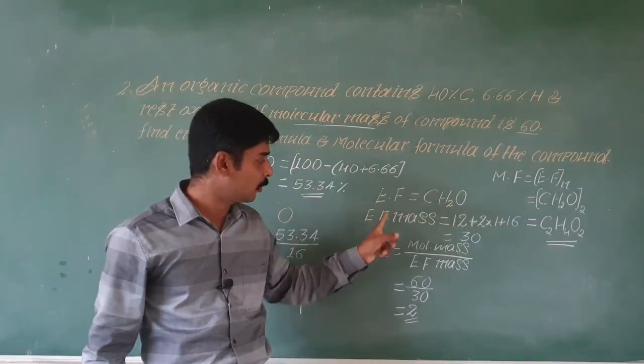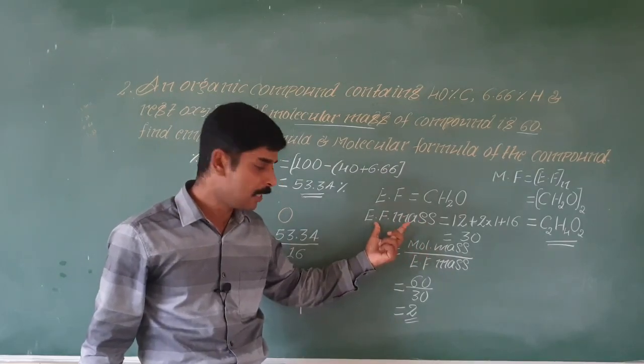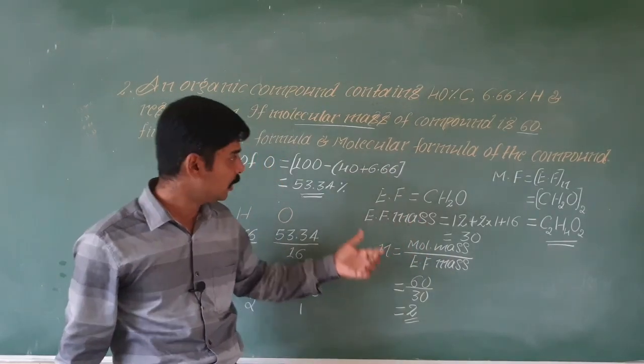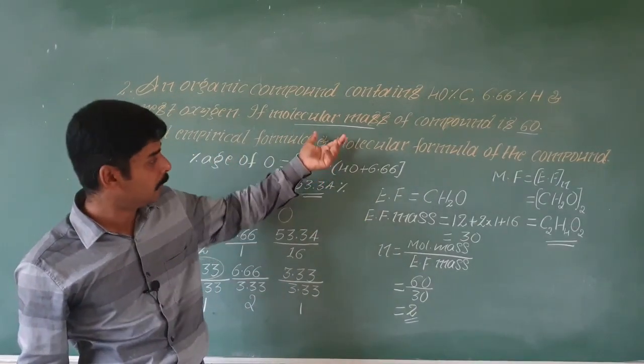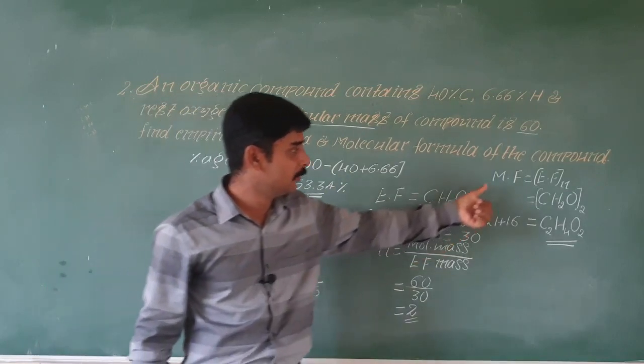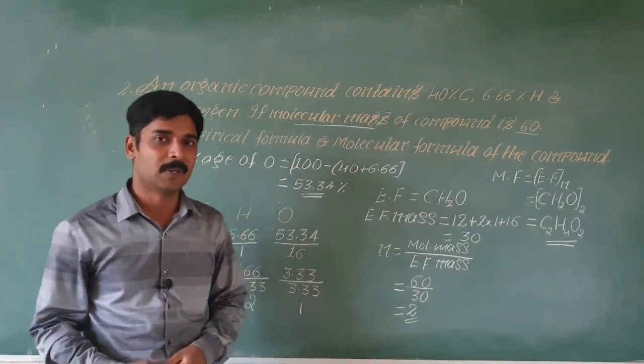After writing the empirical formula, calculate the empirical formula mass. Then once you get the empirical formula mass, you can find the value of n based on whether the molecular mass is given or vapor density is given. Then after finding the value of n, you can calculate the molecular formula. So let us take one more example.